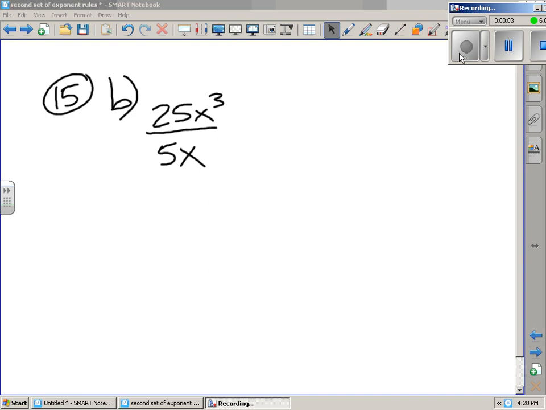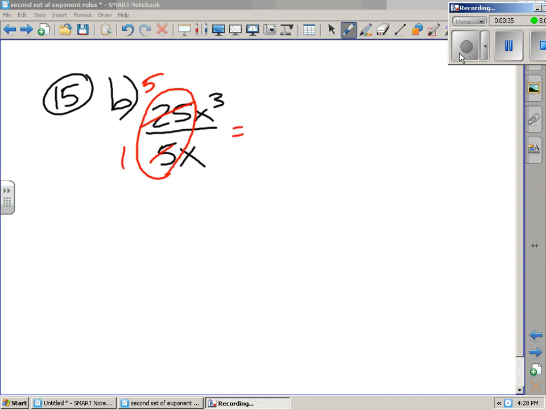Picking up where we left off, 15b in the problems in the book. First of all, when you do a problem like this, do not get confused between the times when you use your exponent rules and the times where you just divide like you normally would. With 25 divided by 5, you just divide like you normally would. 25 divided by 5, you get 5. Or you could say 25 divided by 5 equals 1, 5 divided by 5 equals 1.